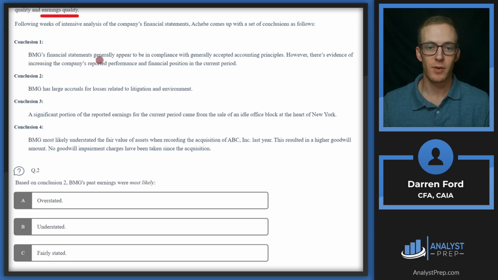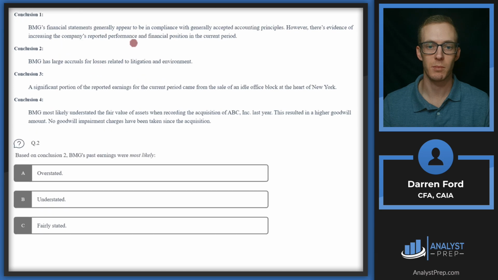Conclusion 1. BMG's financial statements generally appear to be in compliance with generally accepted accounting principles. However, there's evidence of increasing the company's reported performance and financial position in the current period. Conclusion 2, this is what we're looking at here. BMG has large accruals for losses related to litigation and environment.